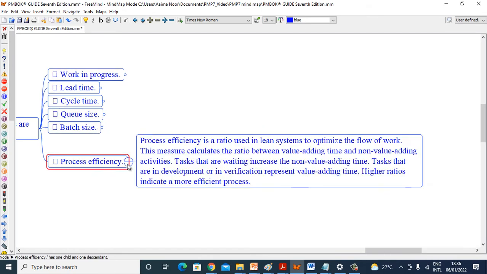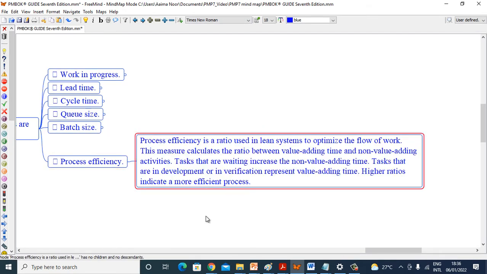Process efficiency. Process efficiency is a ratio used in lean systems to optimize the flow of work. This measure calculates the ratio between value-adding time and non-value-adding activities. Tasks that are awaiting increase the non-value-adding time. Tasks that are in development or in verification represent value-adding time. Higher ratios indicate a more efficient process.